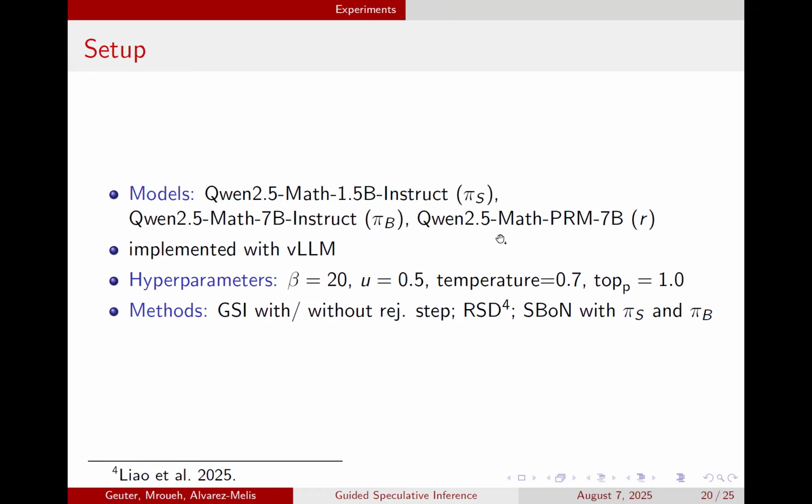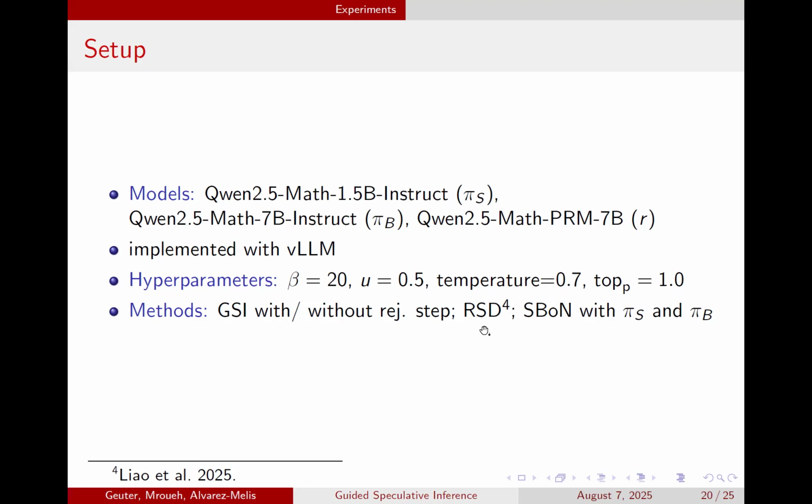The parameters that we're choosing: beta, the temperature that we use to scale the rewards in the softmax, we set to 20. The threshold that we use in the rejection step is 0.5. The rewards from this PRM lie between 0 and 1, so 0.5 is right in the middle. The temperature for the sampling is 0.7, and top P from the sampling parameters for the LLM is equal to 1. And the methods we compare is our algorithm, both with and without this rejection step, just to see how much the rejection step affects the results.